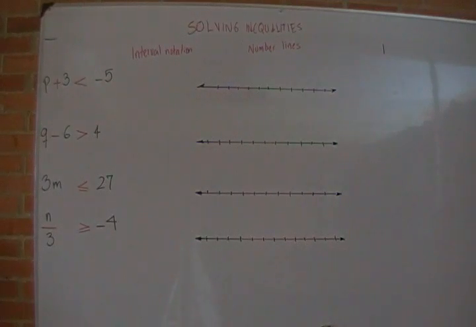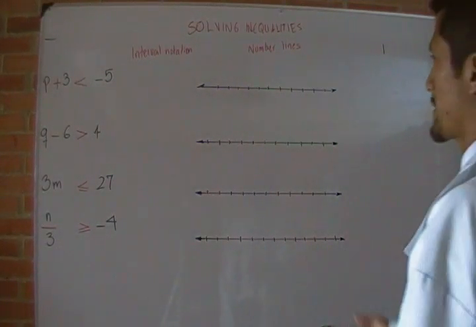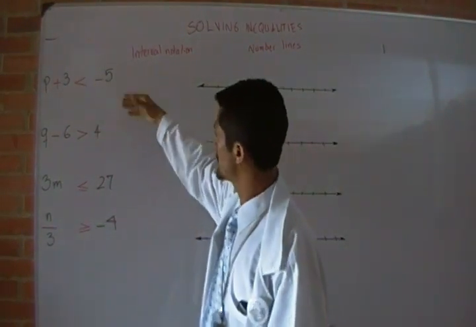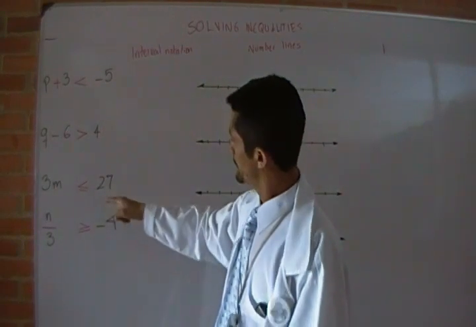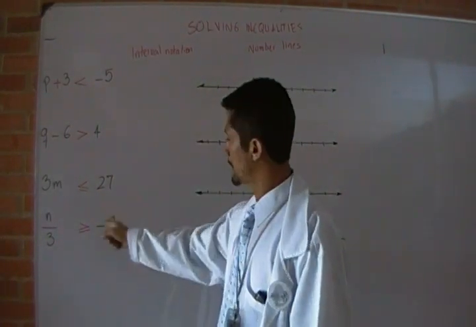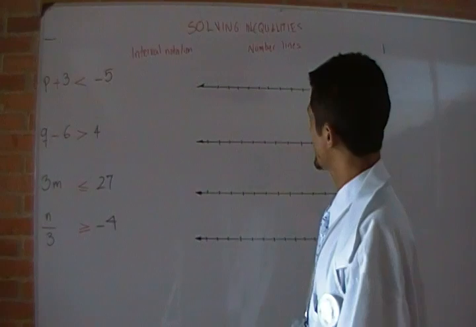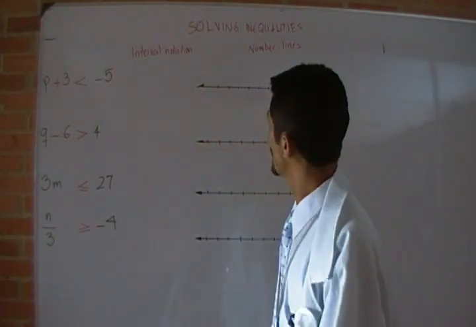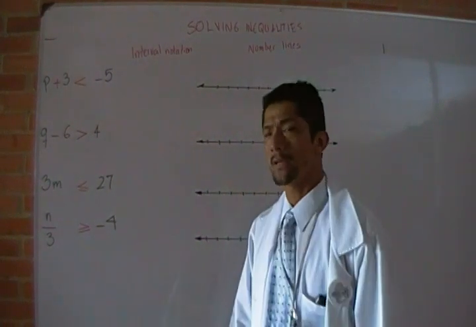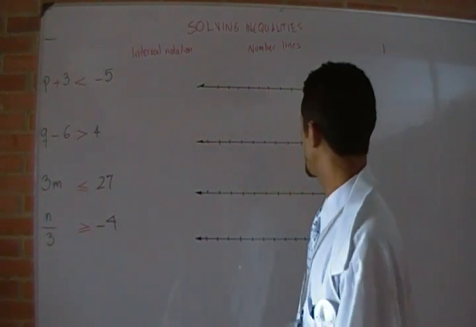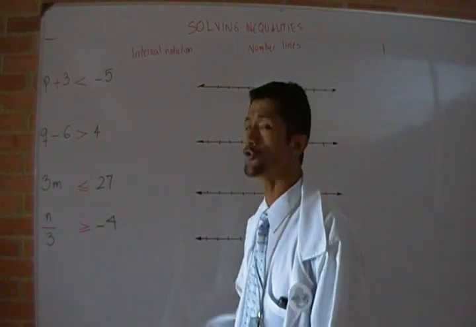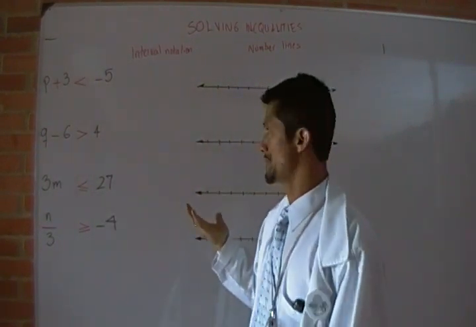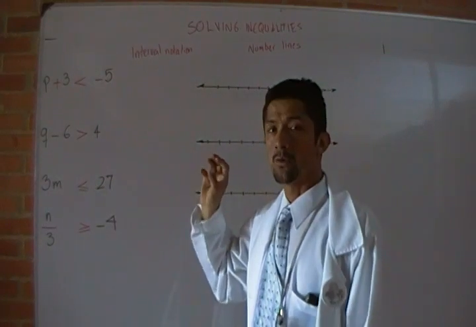Solving inequalities. Here we have 4 examples of inequalities using these comparison symbols: less than, greater than, less than or equal to, and greater than or equal to. Since here we don't have the variable isolated, we don't know what the solution set for each of the inequalities is. So basically what we can do in this case is to solve an inequality the same way, using pretty much the same rules for solving equations.